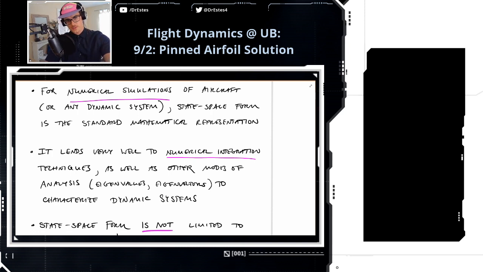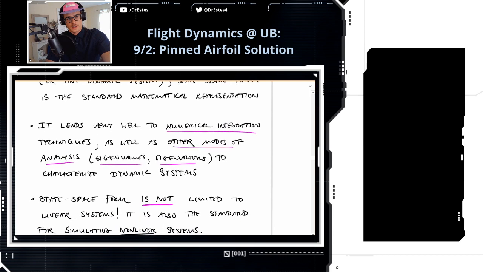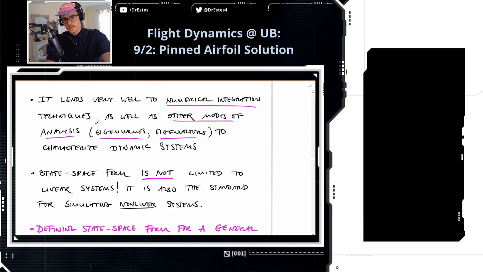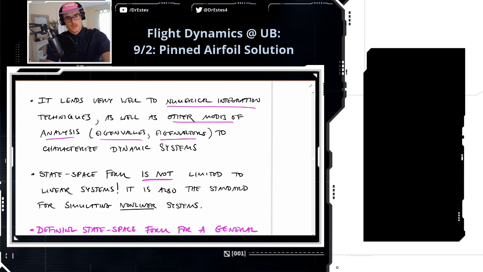That's a first order approximation that uses the slope. So it's useful for numerical integration. And we also have other nice modes of analysis. You can talk about eigenvalues, eigenvectors, and those are computationally effective ways to characterize dynamic systems.